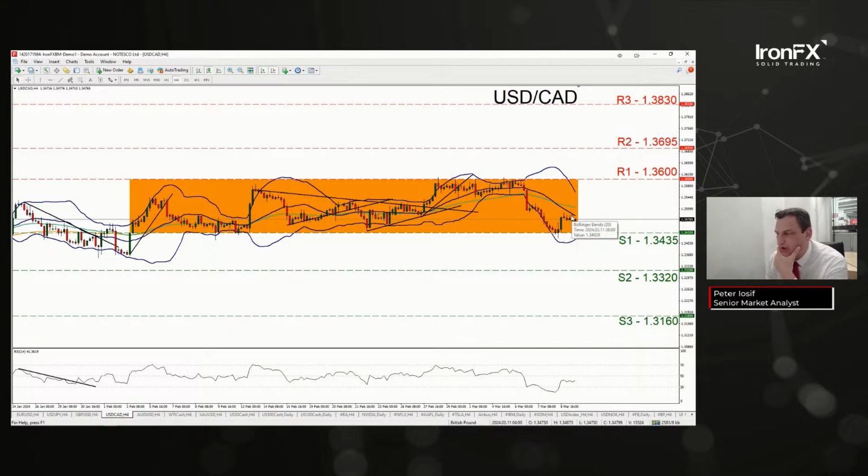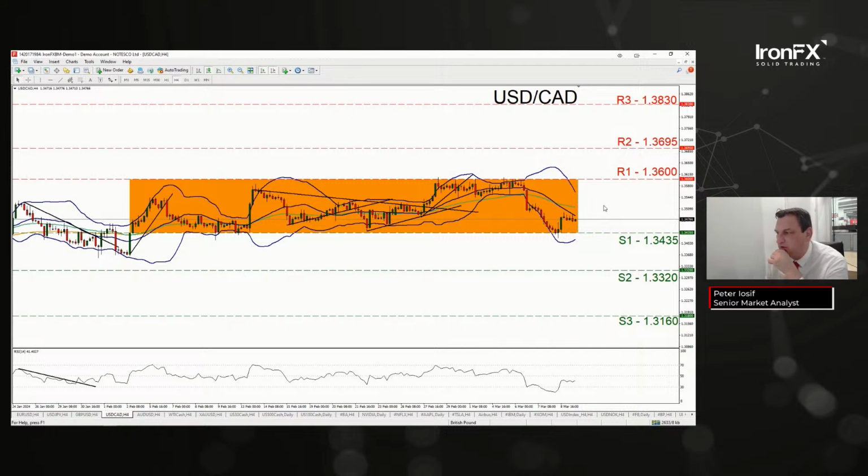Should the bears take over, I would require the pair to breach clearly the 1.3435, possibly with the S1 being turned into a resistance line and actually providing some resistance, and the pair to start aiming for the 1.3320. That would also allow us to start drawing a nice downward trend line showing us the limitations of any downward motion. On the flip side, should the sideways motion be maintained, we may see the price action remaining above the S1 1.3435, maybe even correcting a little bit higher.